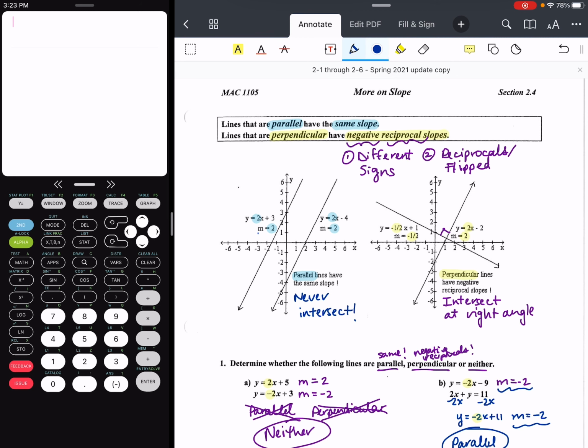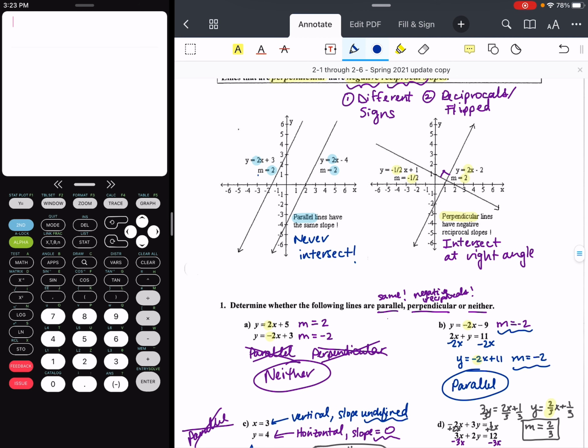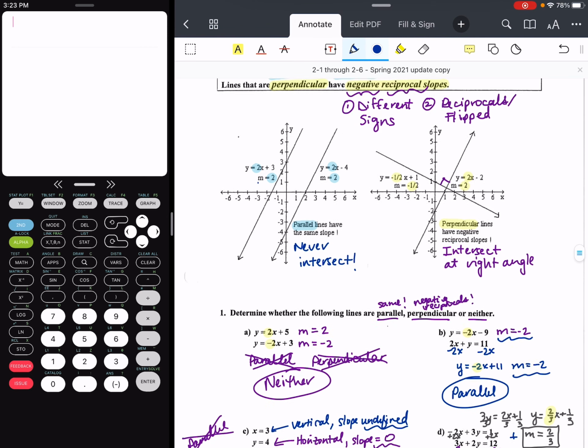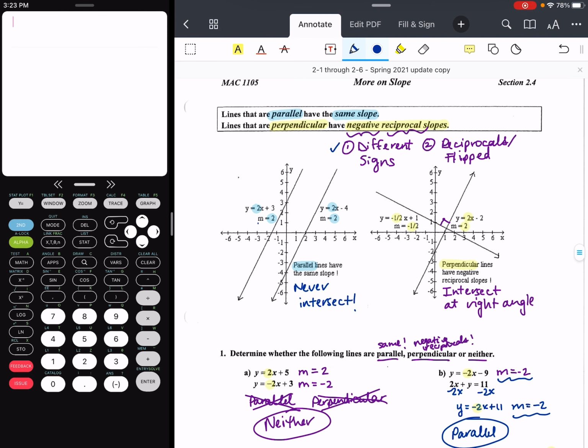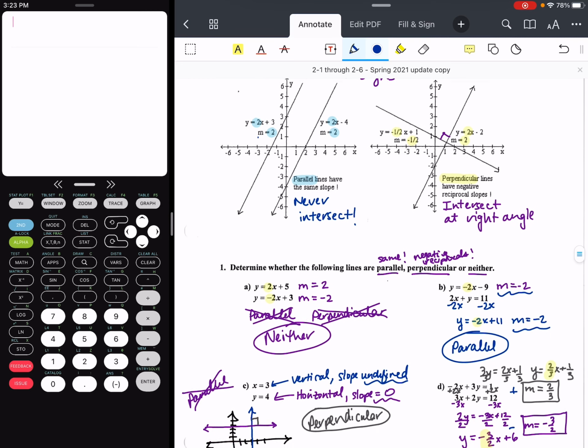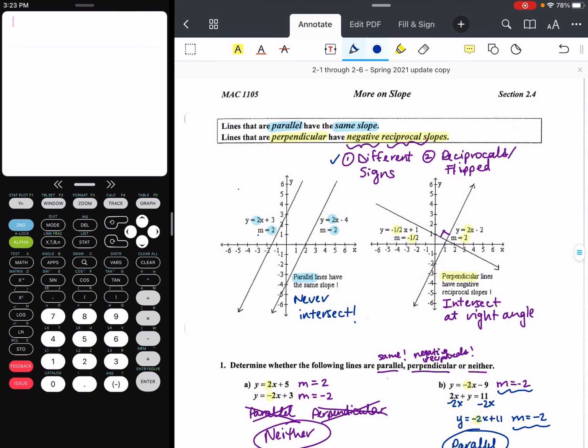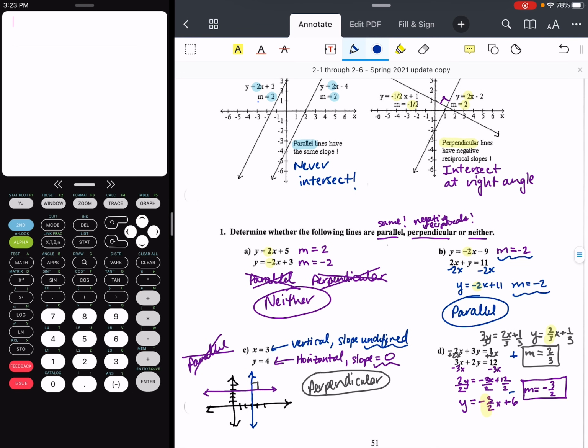So do I have 2 different signs? I have positive 2/3 and I have -3/2, so I do have the 2 different signs. And I want to make sure these are reciprocals. If I flip 2/3, I get 3/2. If I flip 3/2, I get 2/3. So I do have my negative reciprocals, so this means that these are perpendicular.